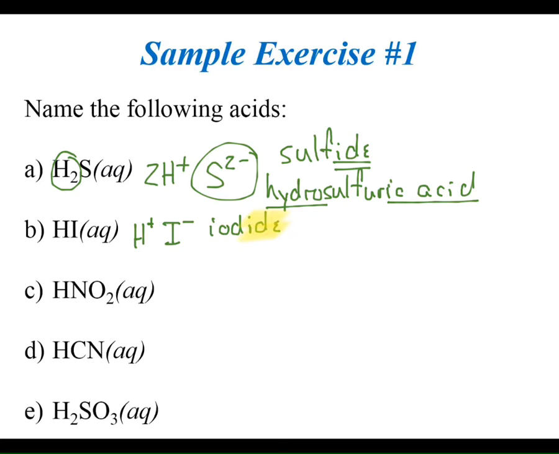So how would you name this one? Hydroiodic. Yeah, it's a weird name, but hydroiodic acid. So the iod stays the same, right? You just change the ide to hydro-ic.